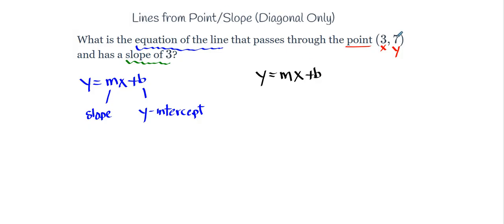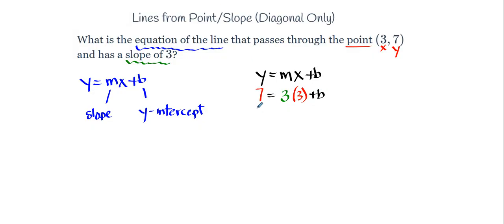So again, notice this 7 right here. That's my y value, so I'm going to put 7. This x value, right where the x is, I'm going to put a parenthesis and put a 3 in there. My slope is 3, so I'm going to put a 3 right here where the m used to be, and then I'll just rewrite the rest of the equation. So I've got my equal sign, and I have my plus b. So my equation is 7 is equal to 3 times 3 plus b.